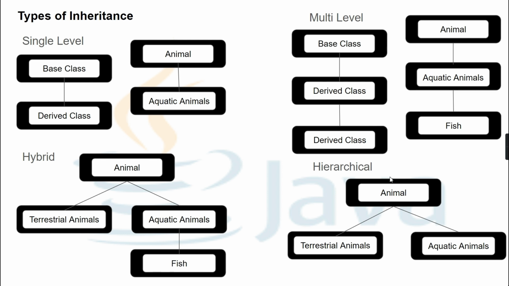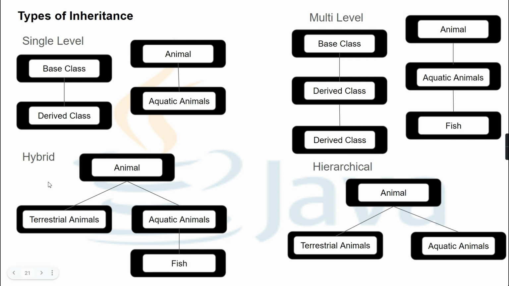Now there could be a hierarchical inheritance. So hierarchical inheritance means when multiple classes inherit the properties from one single class. In this case, we can see there are terrestrial animals and aquatic animals. They both are inheriting properties from the one class that is animal class. So in this case, we have multiple classes that could be more like aerial animals or some other animals that are also inheriting the properties from the animal class. So this is the concept of hierarchical inheritance.